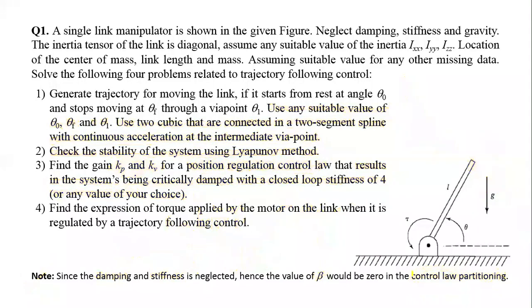The fourth problem is you have to find the expression of torque applied by the motor on the link. The expression of this torque has to be calculated when the manipulator is regulated by a trajectory following control. So you have to apply two types of control. The first one is position regulation control, and the second one is trajectory following control.